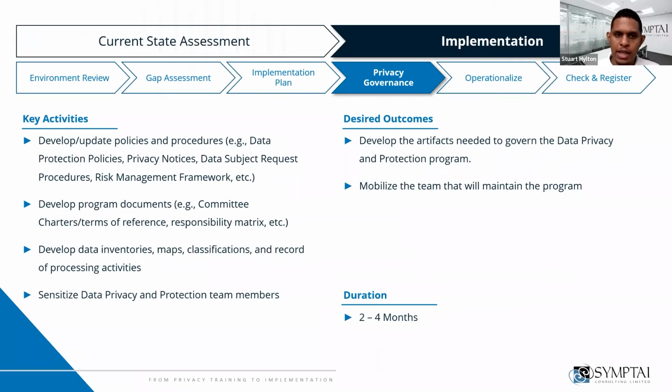And of course, the desired outcomes from this is that we have the right artifacts in place: policies, procedures, terms of reference, responsibility matrix, any other documents that may come up as unique to our environments, such as if we need to have specific standards for things like encryption, etc. You develop all of those and have them ready. And then, of course, you mobilize the team who are going to be a part of this full rollout.